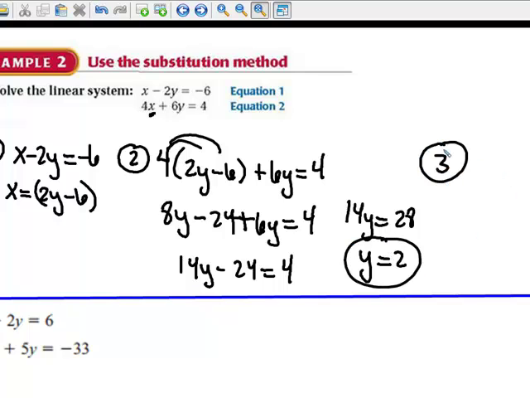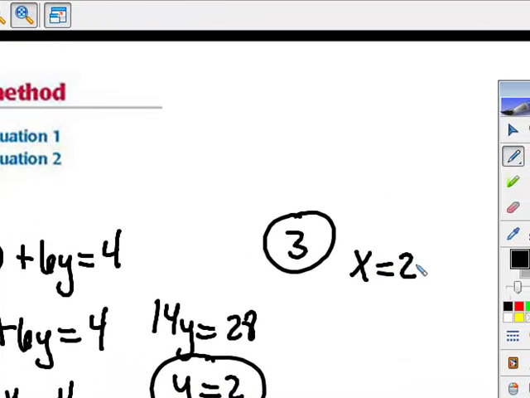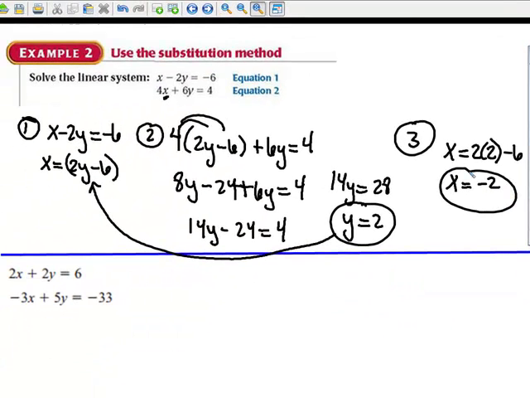And finally, step 3, I substitute this answer now into the revised equation, so back into step 1. So I have x equals 2 times 2, for the y, minus 6. 2 times 2 is 4, minus 6 is negative 2. So my answer is (-2, 2).